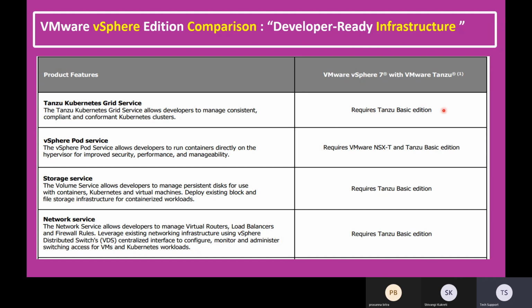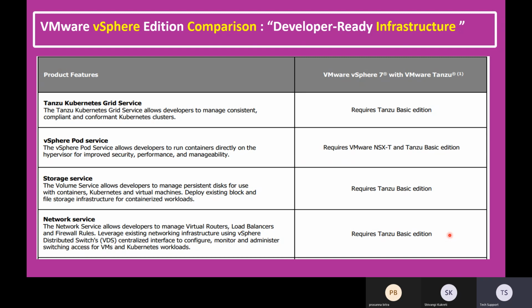Okay, so it requires the Tanzu Basic edition, and vSphere Pod Service. Pod is also similar to a container. This Pod Service is also available, but the only thing is for vSphere Pod Service it requires VMware NSX-T and the Basic edition. So NSX-T is also required, and the storage service, to maintain the storage for all our containers and also the Kubernetes platform, requires a Tanzu Basic Edition license. Tanzu also has multiple licenses like Tanzu Basic Edition, Tanzu Advanced Edition. Okay, and for the network service we are still using a distributed switch only, but from the license perspective we need a Basic edition license minimally to use the developer-ready infrastructure.